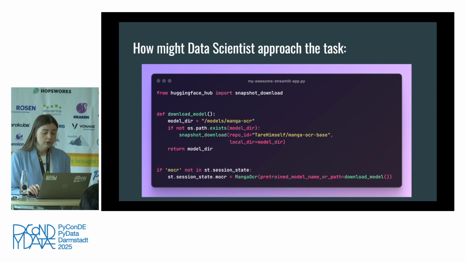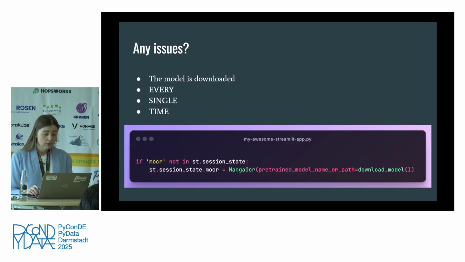So I have a model and I need to download this model somehow from the Hugging Face hub. How can I approach this task? I can write a simple function which checks whether I have the model and downloads it each time in my Streamlit application and saves it to session state. Why do we need session state in Streamlit? Because every time a user clicks on something, the page is going to be re-rendered. But this means that the model is actually downloaded every single time.